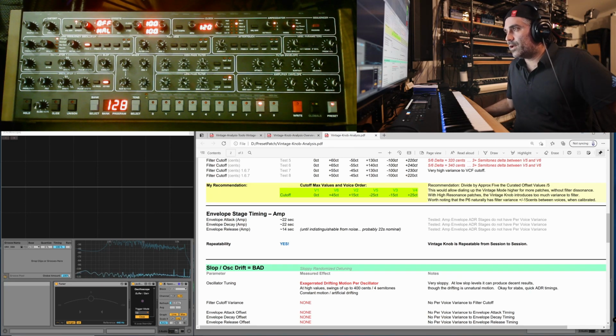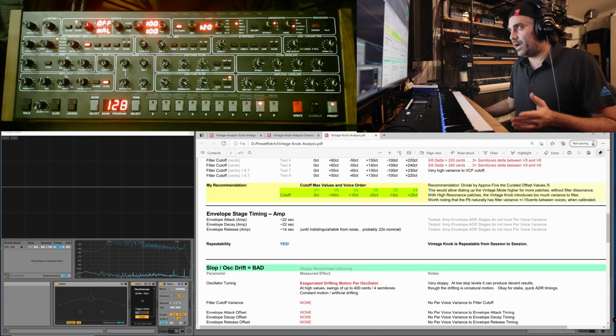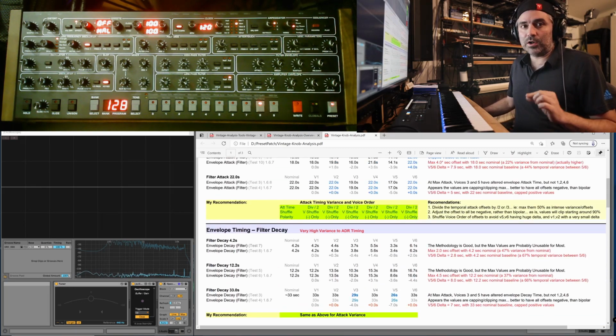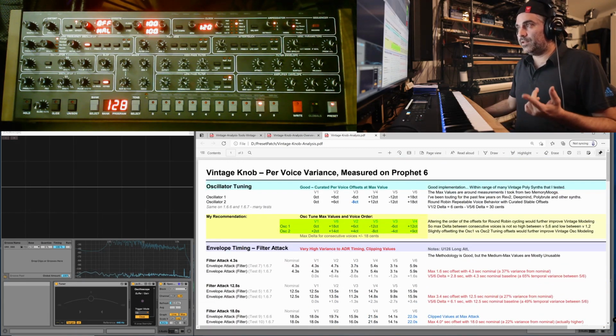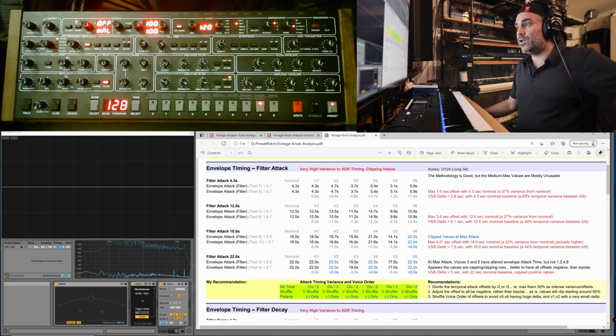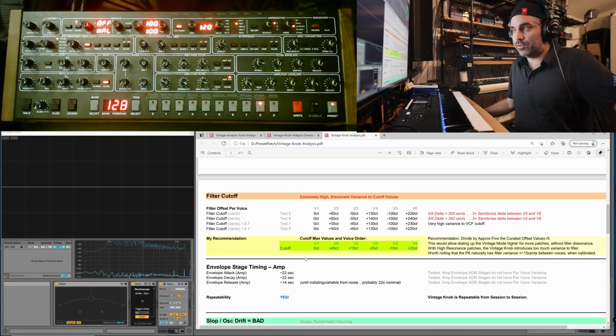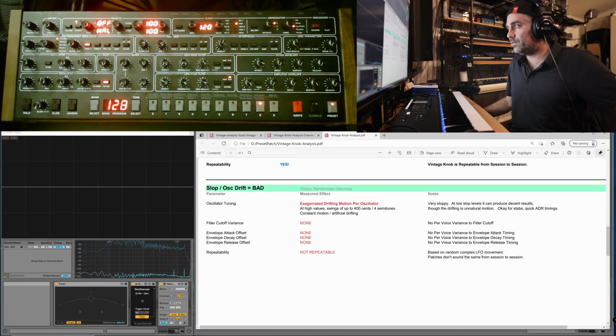So I did look at some other parameters. I did notice that the amp doesn't have attack decay release offsets, which I think is fine. That's a lower priority thing anyway. Basically, with the vintage knob, all of the highest priority elements that I always target on my voice modeling patches are hit. You know, oscillator tuning 1, 2, the envelope, filter, attack, decay, release, and the cutoff. Those are the highest priority things in my eyes, and they've all been hit in this vintage knob algorithm. So I think that's excellent.